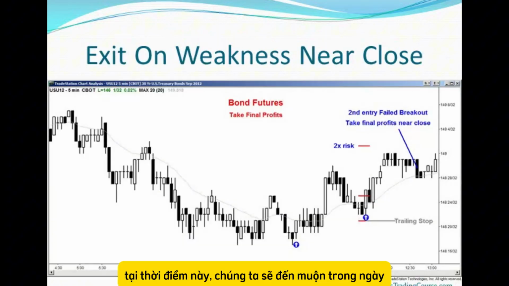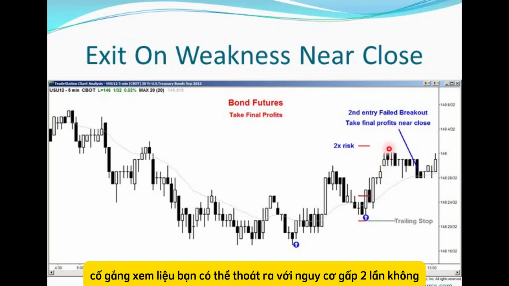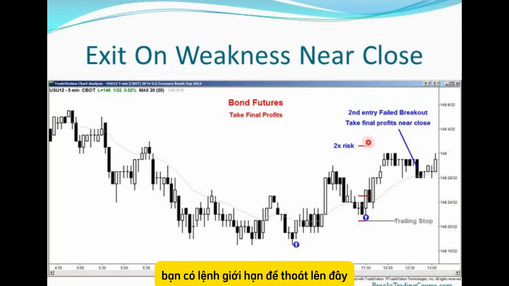At this point, we're getting late in the day, and if you bought the higher low major trend reversal, and you're trying to see if you can get out at 2 times your risk, you have a limit order to exit up here. However, you have a problem. We're running out of time in the day. You don't want to give back all of your profit, and now we have 3 pushes up, so this might function as a wedge bear flag.